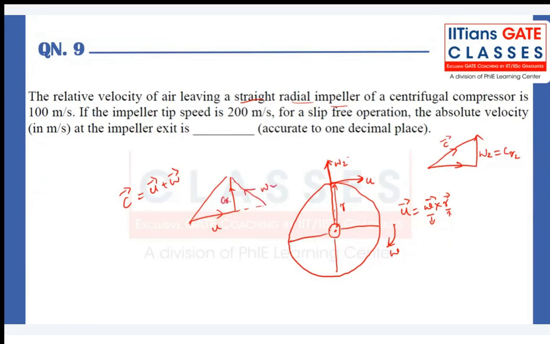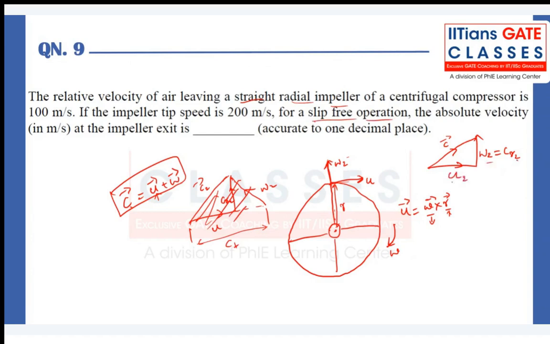So my absolute velocity vector is now going to change because it is dictated by this equation. If W is changing, C is also changing, though U is the same. But the thing here is my tangential component of velocity, CT, is going to be different. That is going to change. Fine. So now you don't have to worry about this part because it's already given. It's a slip free operation. So my W2 is CR2 and I have U at the impeller tip.